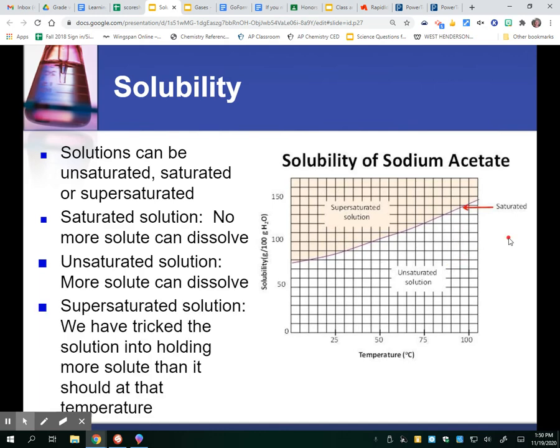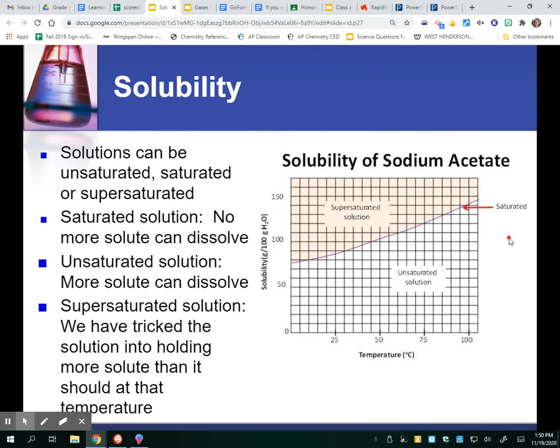A supersaturated solution is a situation where we've tricked the solution into holding more solute than it should at that temperature. And you have to go through this whole process. If you don't go through this process, you're not going to get a supersaturated solution at all. But you have to have really clean equipment, and you would bring your solvent up to a pretty high temperature, and you're going to make a saturated solution.